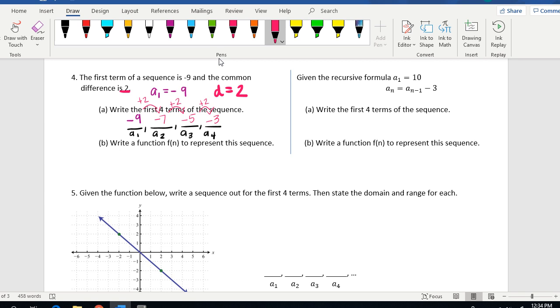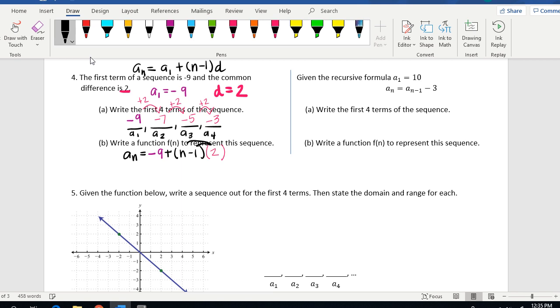Now, I want to write a function f of n to represent this sequence. And I'm going to start with my explicit formula. So again, a sub n equals a sub 1 plus n minus 1 times d. So I'm going to start: a sub n equals, my first term was -9, plus n minus 1 times my common difference, which was a positive 2. And then now I'm going to simplify.